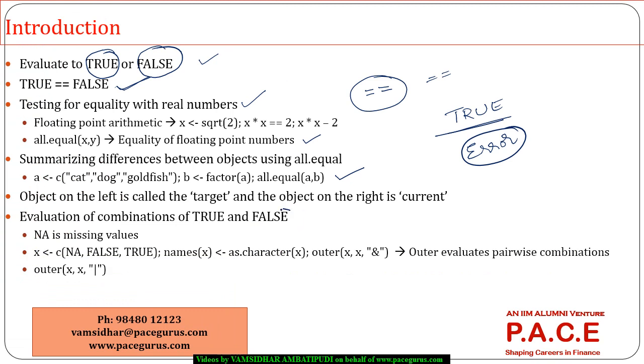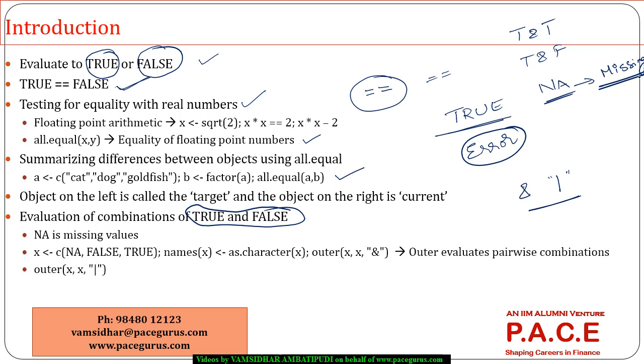Now, especially if I have to introduce logical operators like and, or, I want to know how these are typically used with TRUE and FALSE. What will happen for TRUE and TRUE, what will happen for TRUE and FALSE, if I really want to know in each of these cases. And here one more thing we are going to introduce is NA. NA represents a missing value, right? Not available. So it's a missing value.